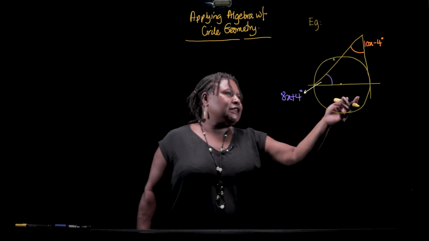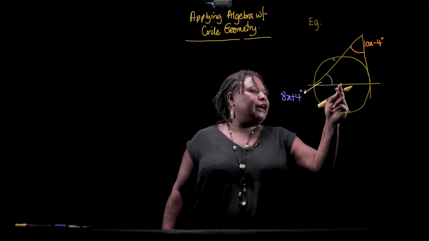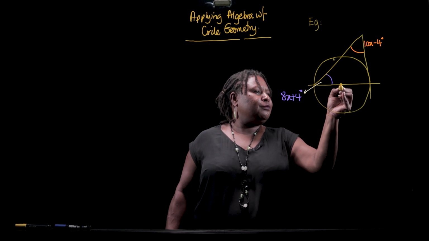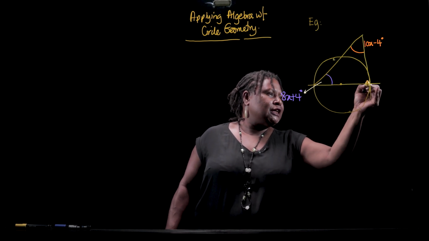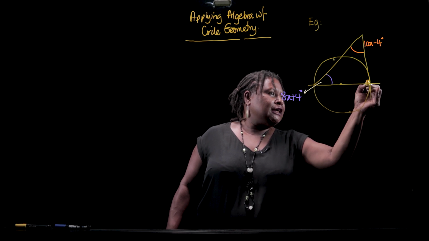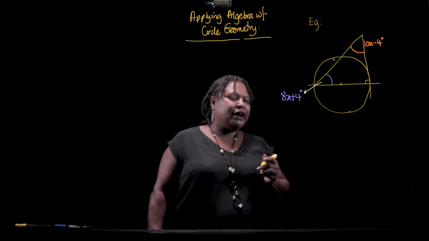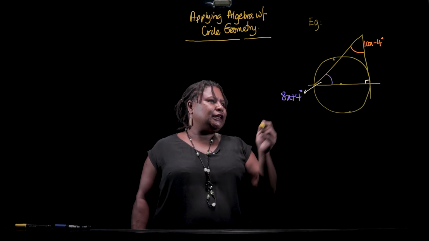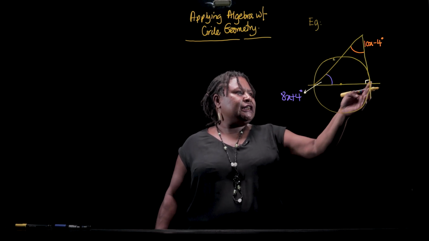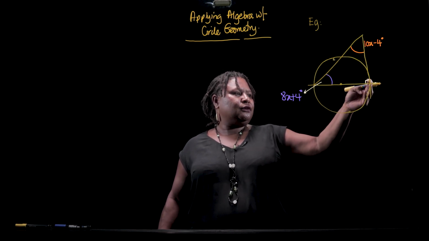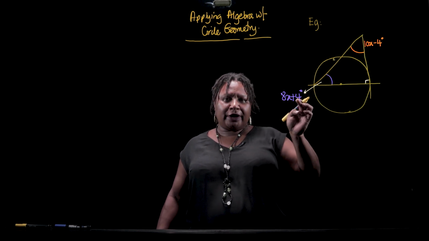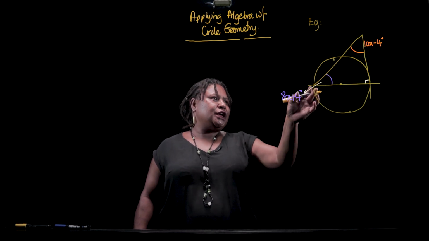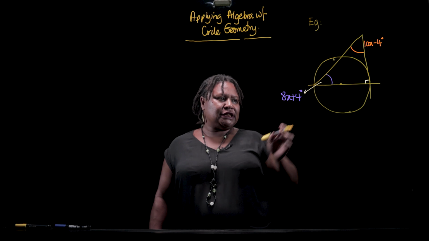Now, what do we know about the circle? Here we have the radius from the center of the circle, and it meets this tangent at the circumference. So we know that this is going to create a right angle. We put that in. Now we can see that this is a right angle triangle with two angles represented by algebraic expressions. Now we need to find the value of both these angles.